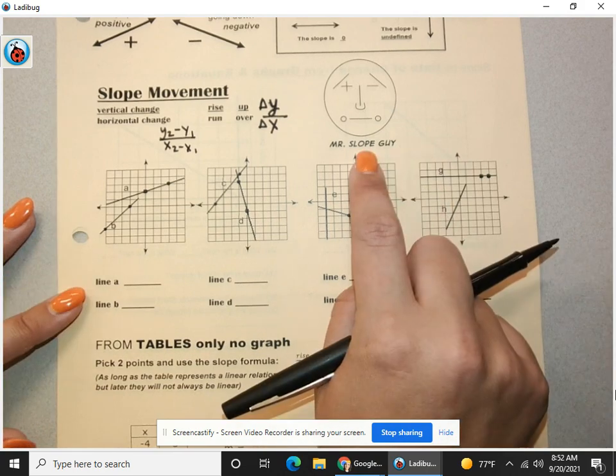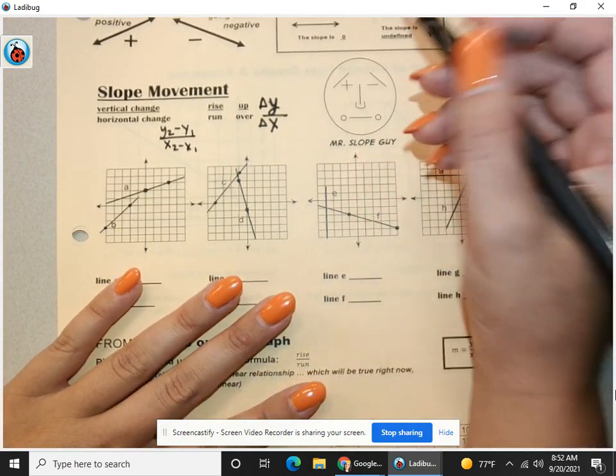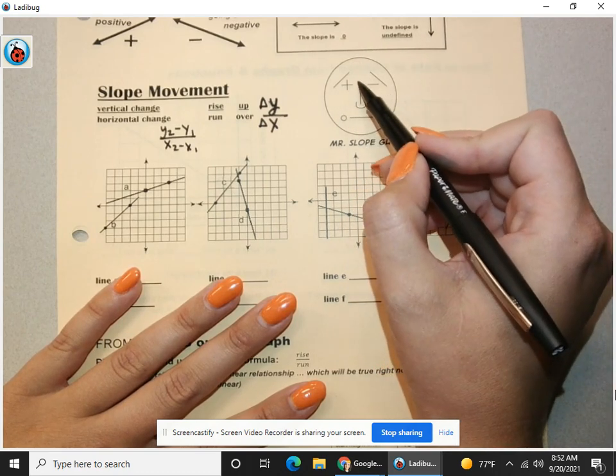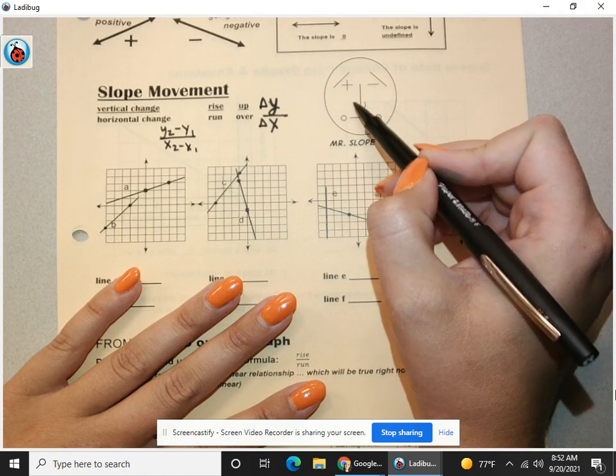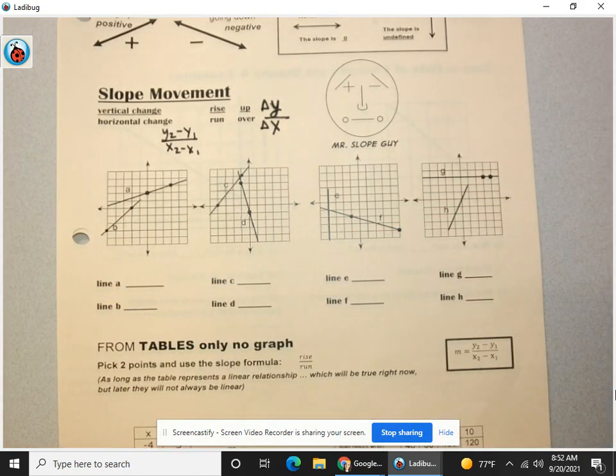Okay, when we talk about Mr. Slope Guy, you've probably seen him before. You draw your eyebrows and that tells you whether it's positive or negative. The nose tells you that it's undefined, the line straight across, and the little dimples or cheeks tells you it's a 0 slope. Okay, so that's all just a reminder.